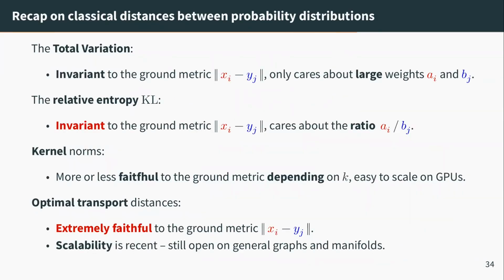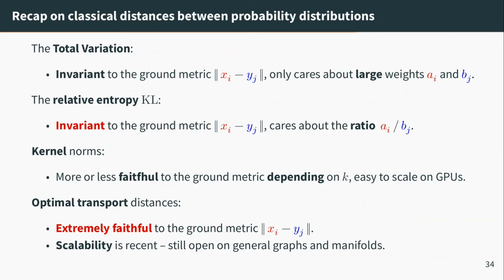So now, if I recap all of what I told you about those classical distances between probability distributions, then what do we have? Well, first we have the total variation, which is invariant to the ground metric on the space of labels and only cares about large weights. Then you have the relative entropy, which is also invariant to the ground metric, but which actually cares about exceptional events, because it cares about the ratio between the actual density and the prediction, α_i divided by β_j. So that's what you want to use if you do not understand your space of labels.